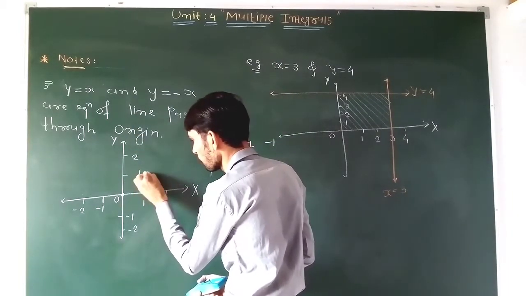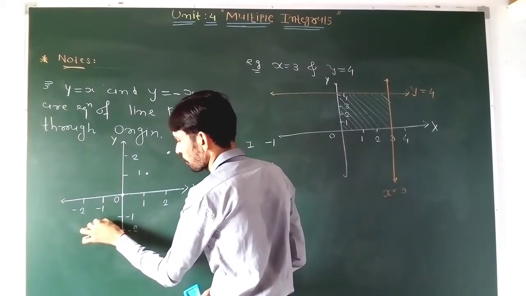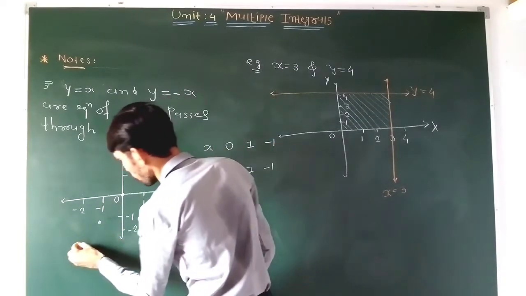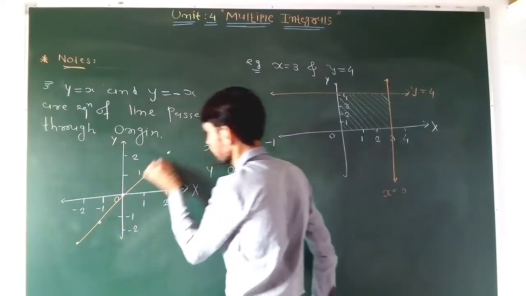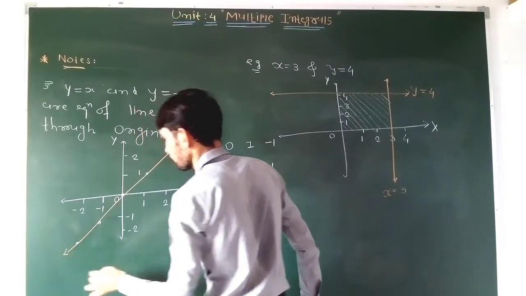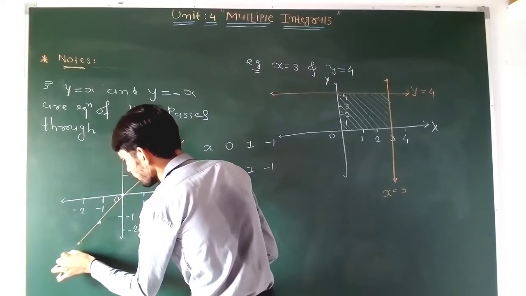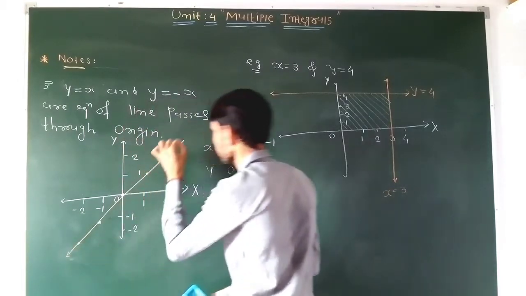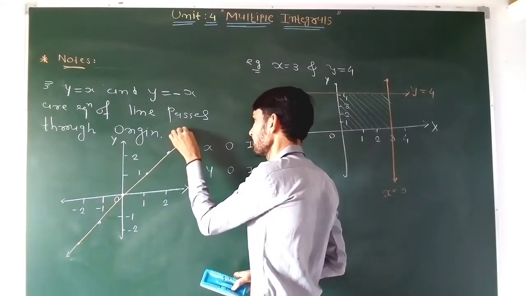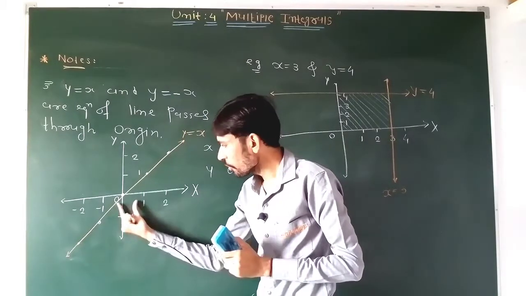So this is the point 1 1, this is the point 2 2, this point is -1 -1, and this point is -2 -2. So our line passes through these points. So this is the equation of line y is equal to x. It passes through the point origin 0 0.